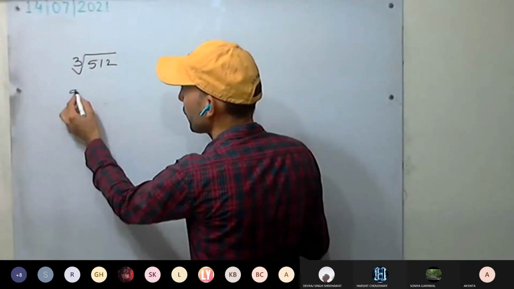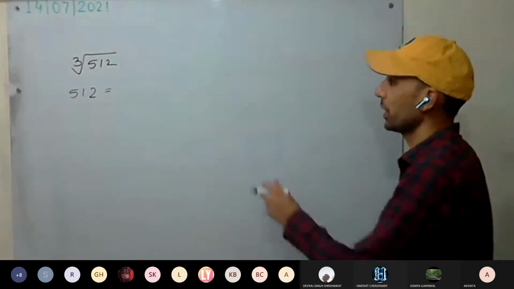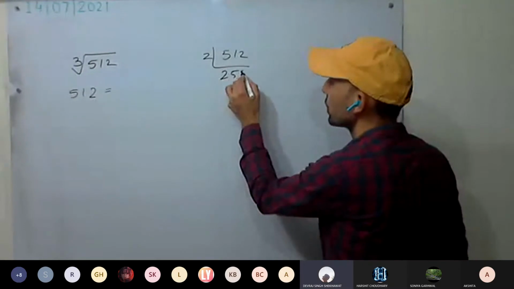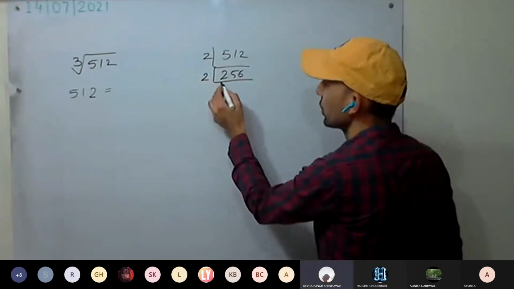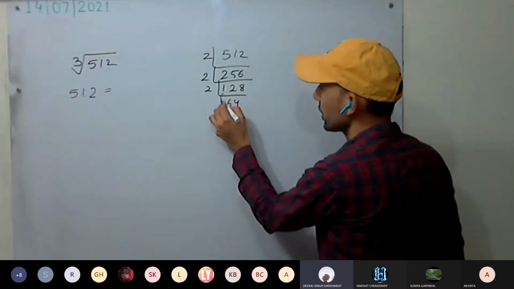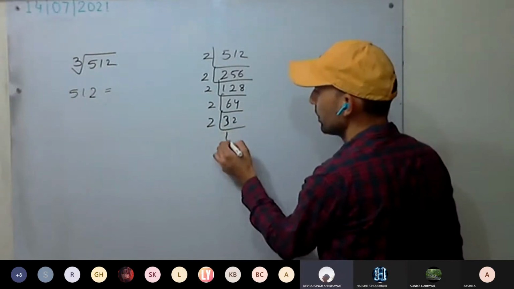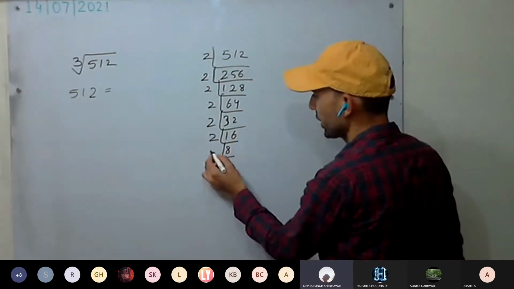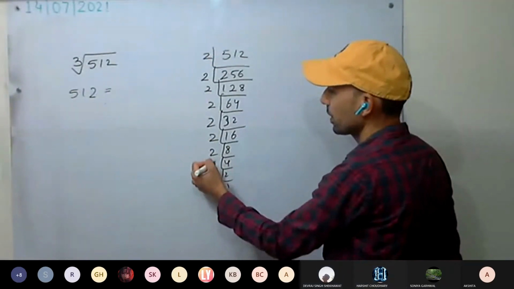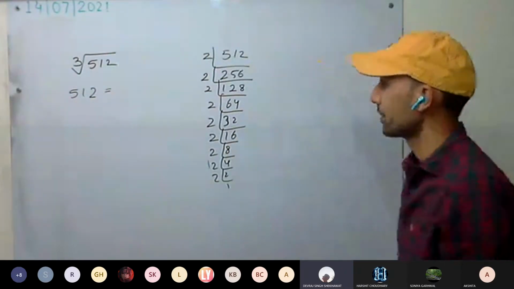It means first we will factorize 512. We are going to factorize 512. How much will it be? 512 is 2 into 256, 2 into 128, 2 into 64, 2 into 32, 2 into 16, 2 into 8, 2 into 4, 2 into 2, 2 into 1. How much is it?